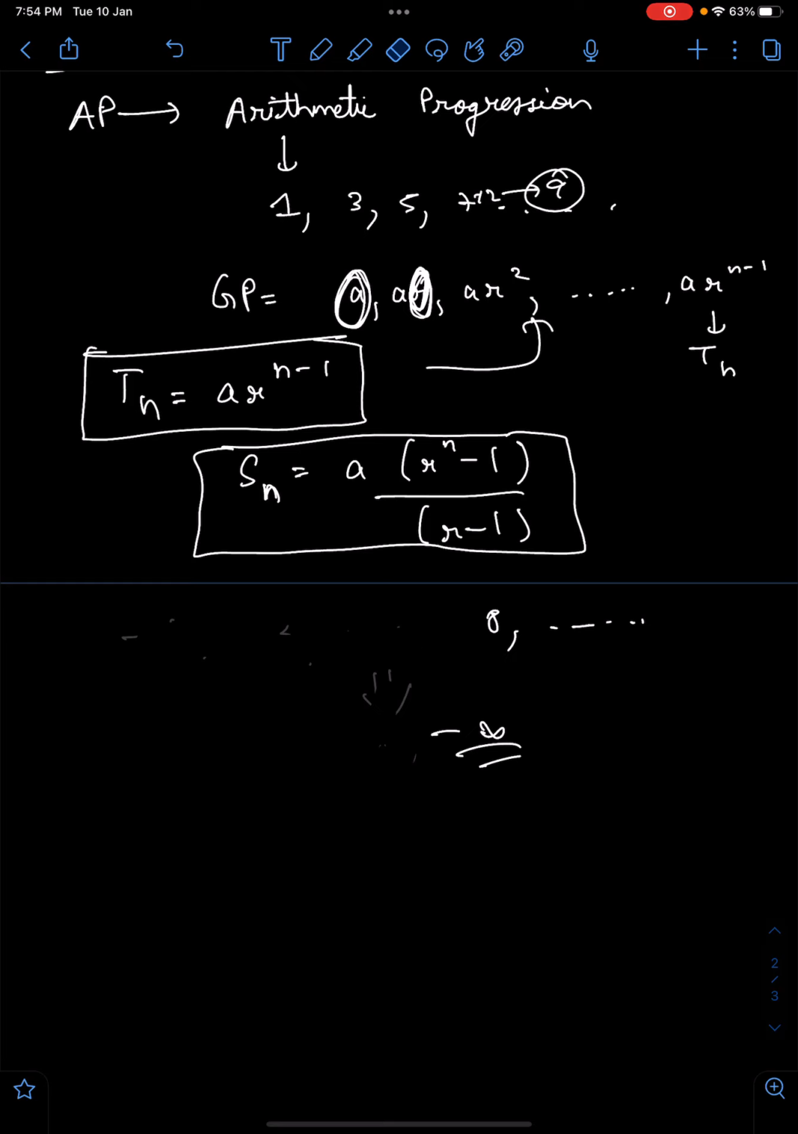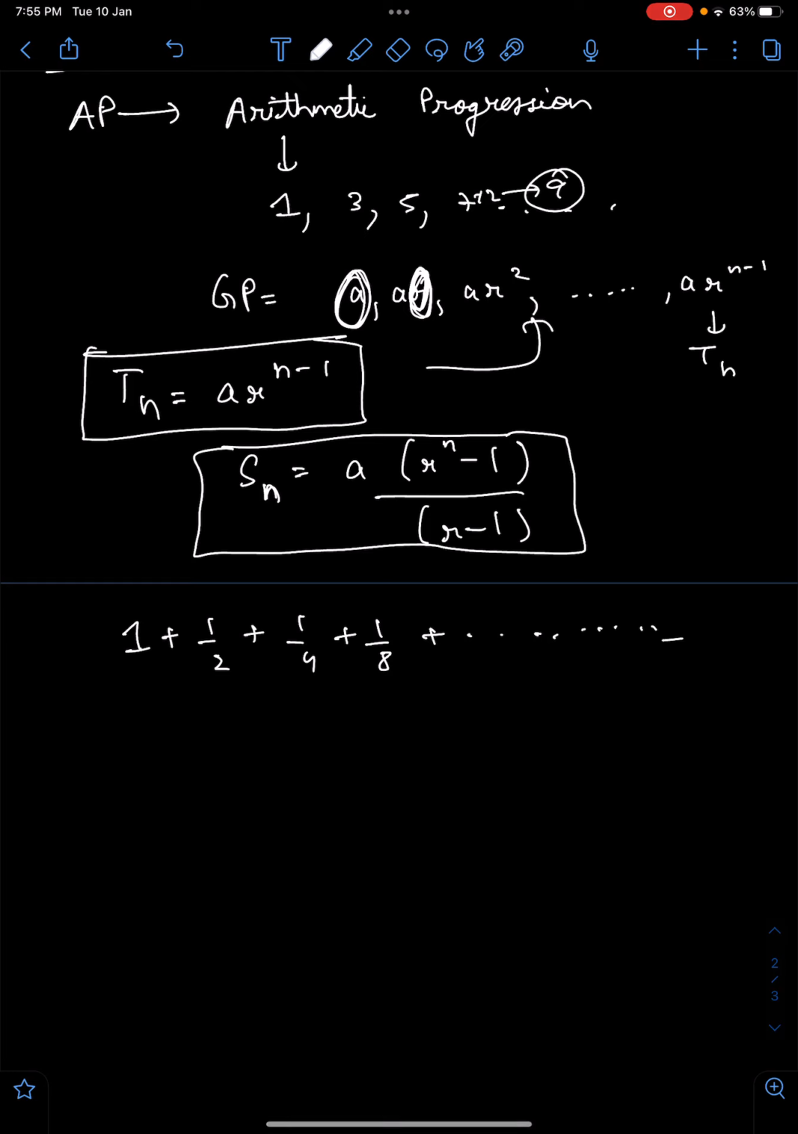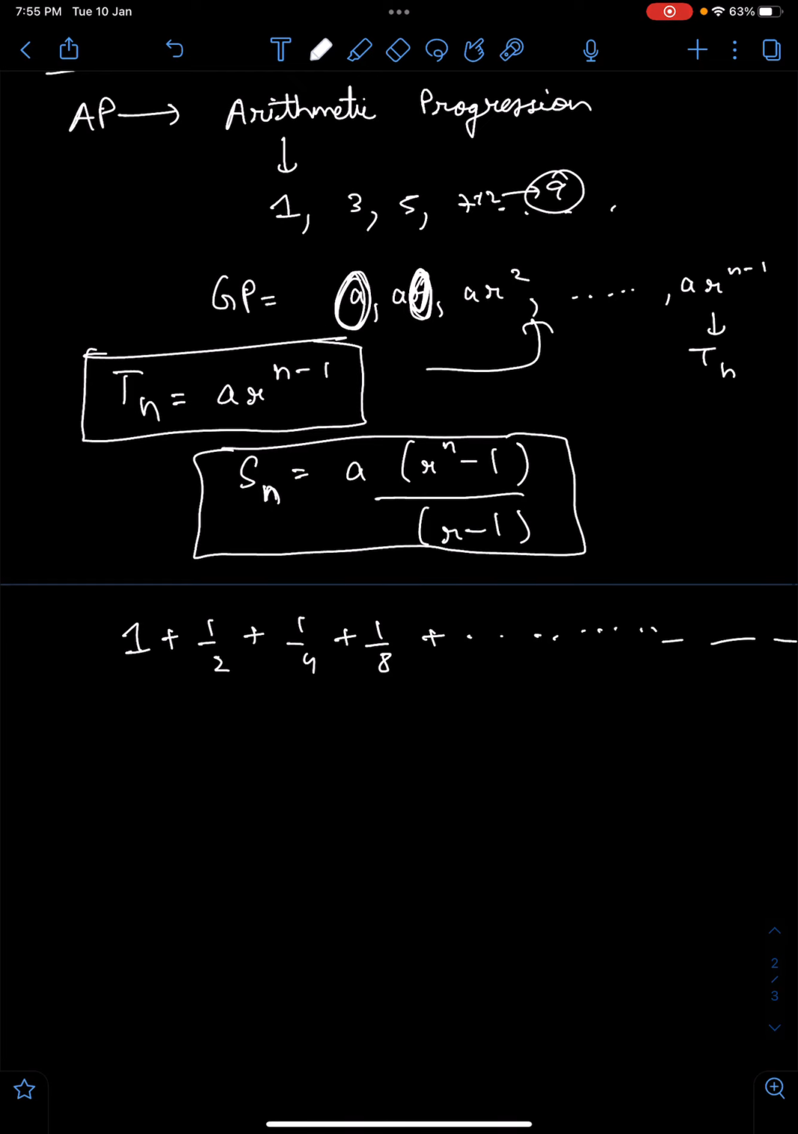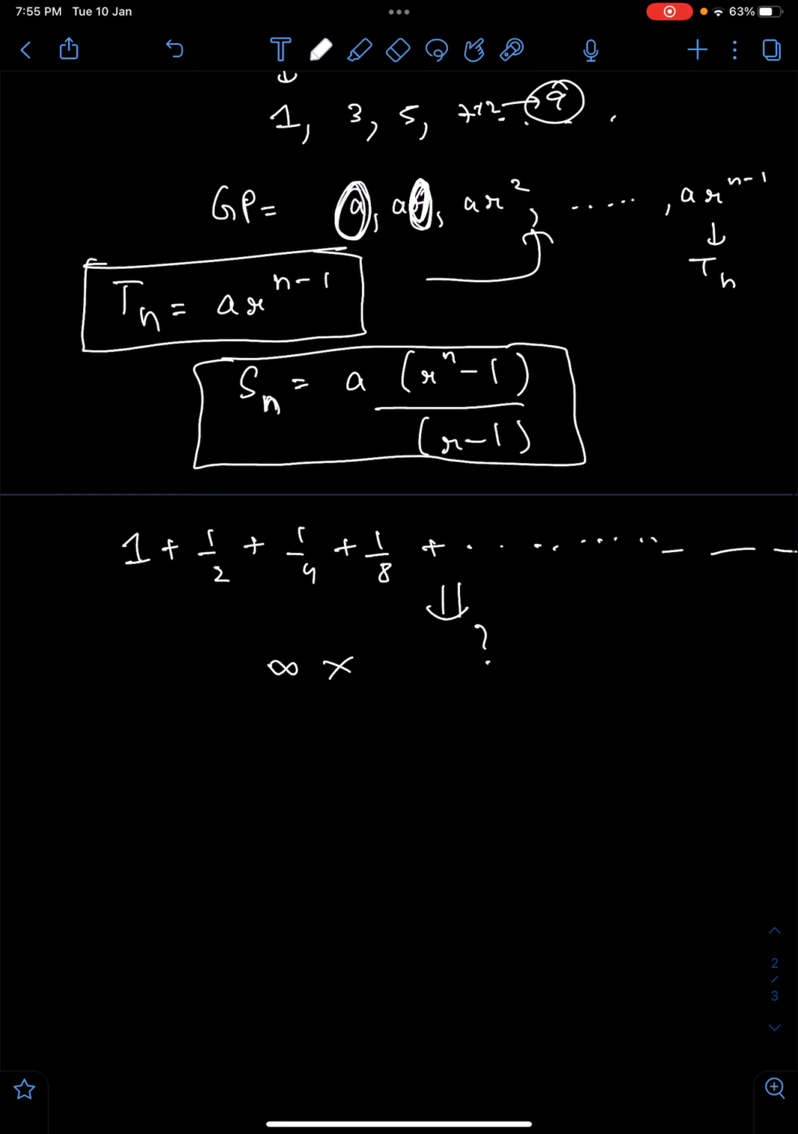So what if I ask you another question: 1 plus 1 by 2 plus 1 by 4 plus 1 by 8 plus dash dash dash up till infinity. What will the sum of this be? If your answer is infinity, then you're wrong. See, now this term is decreasing. It keeps on decreasing. Once the term would be 1 by infinity, it would be 0. So it is possible to calculate the sum of this.